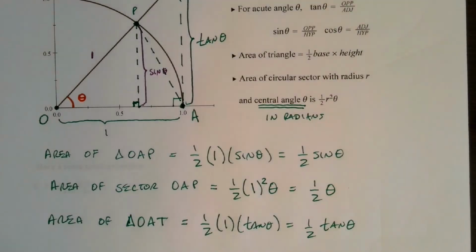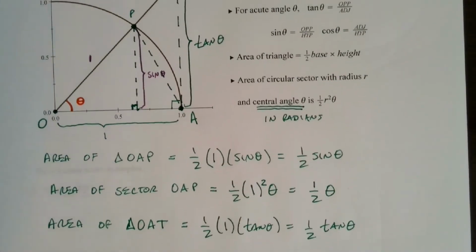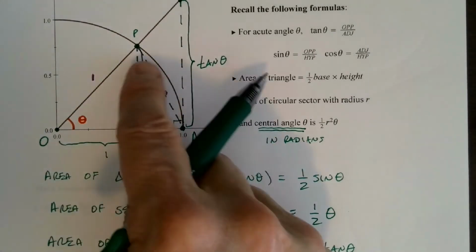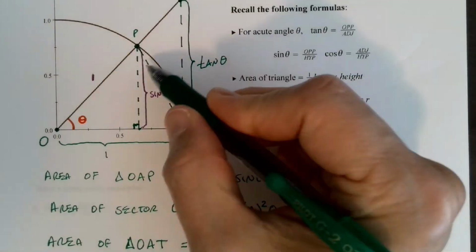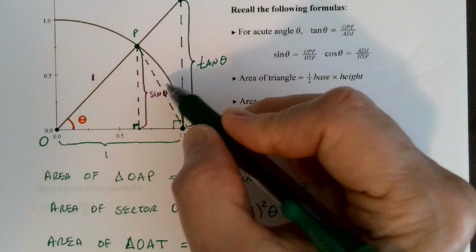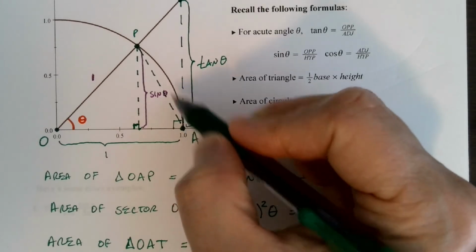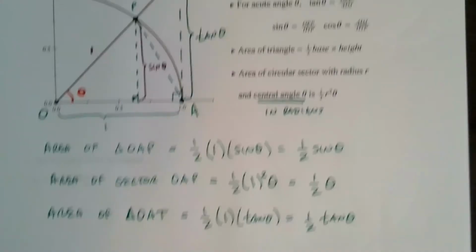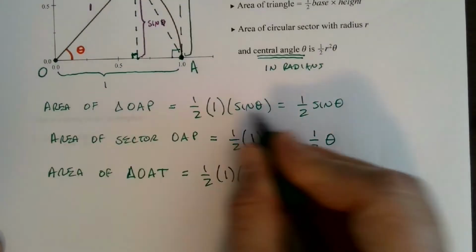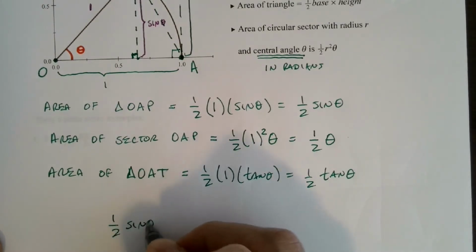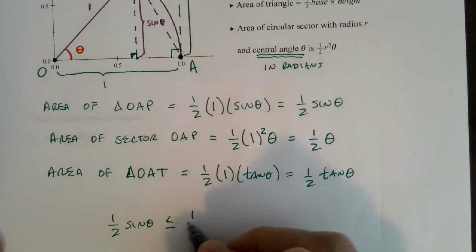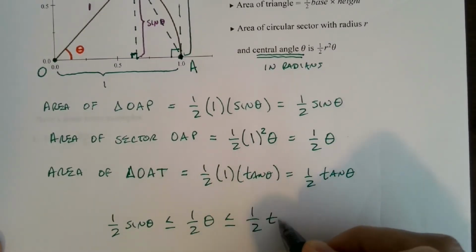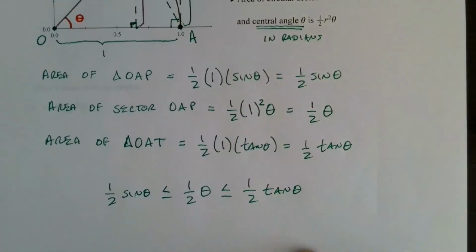Now, what do we have now? Clearly, the area of triangle OAP is less than the area of the circular sector OAP, right? Because the circular sector OAP has this little crescent section here in addition, so that area is going to be more. And certainly, the big triangle has the biggest area of all. So I can make this inequality. The area of this smaller triangle, 1/2 sine theta, is less than or equal to the area of the circular sector, is less than or equal to the area of our big triangle.